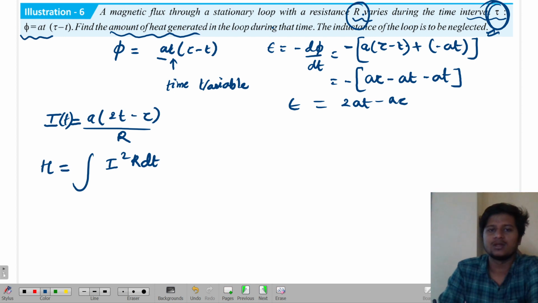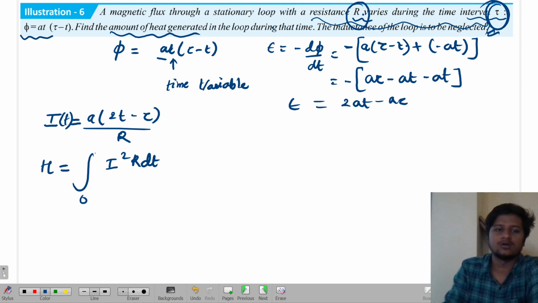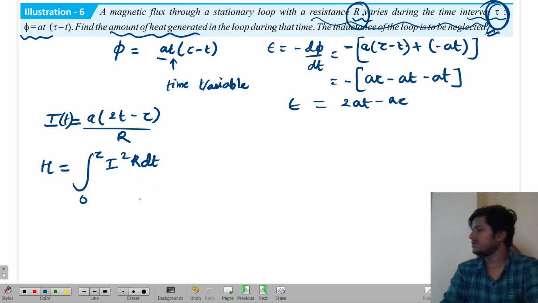For what time? During that time it is asking. Which time it is asking? It is asking for interval tau. So 0 to tau. Got it or not? So now look over here. Can you solve this integration? Do this fast.